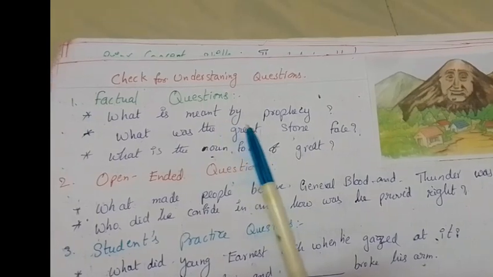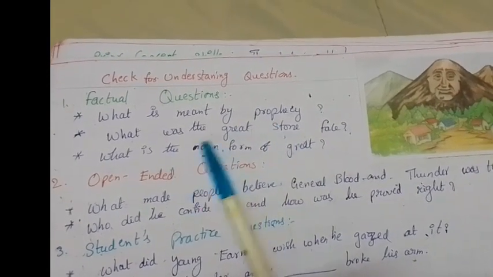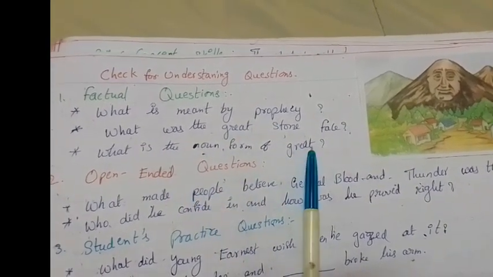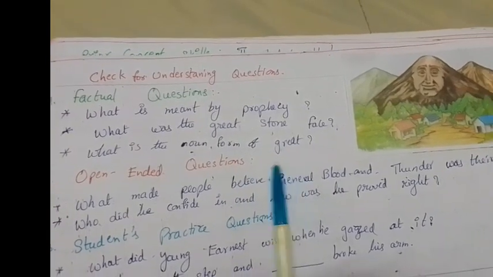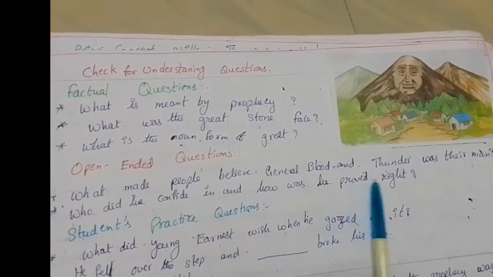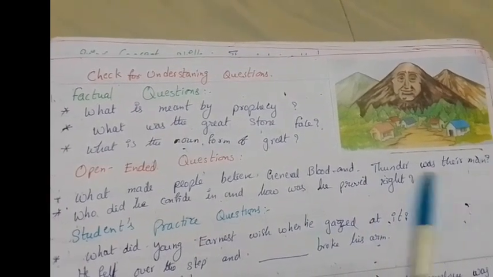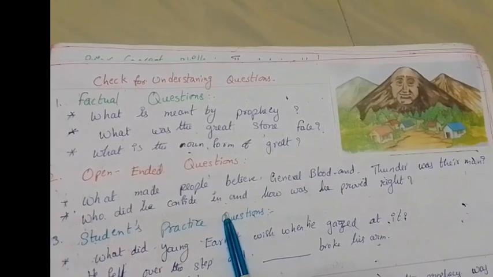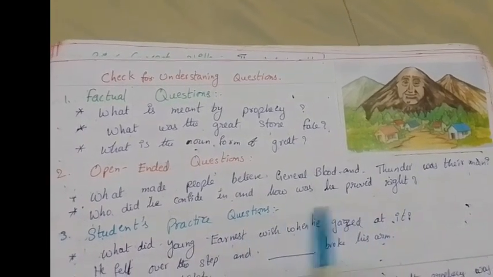Factual questions: What is meant by prophecy? What was the Great Stone Face? What is the noun form of great? Open-ended questions: What made people believe General Blood and Thunder was their man? Who did he confide in and how was he proved right?